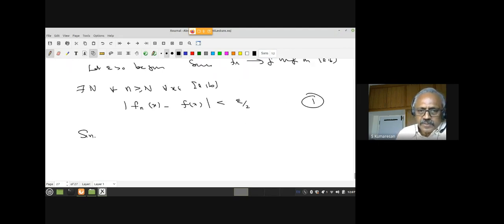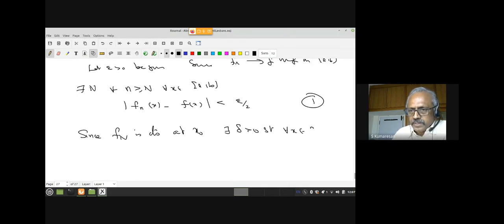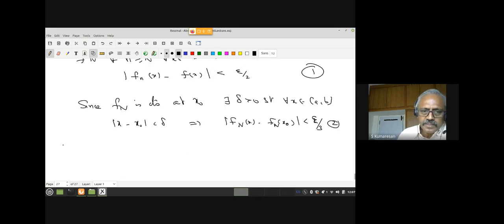Next, for this n, since f_n is continuous at x naught, there exists delta positive so that for all x in the interval [a,b], mod x minus x naught is less than delta implies mod f_n(x) minus f_n(x naught) is less than epsilon by 3. This is 2.